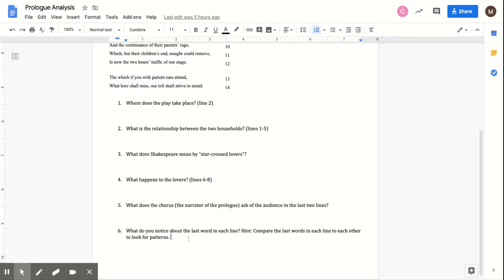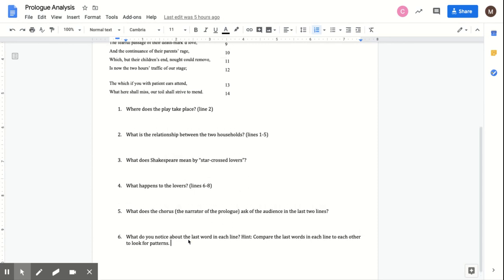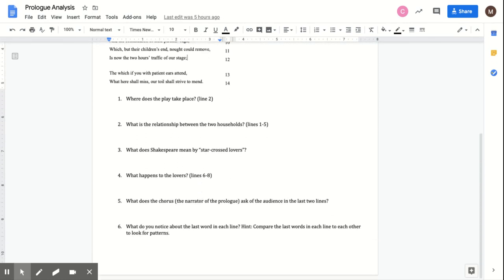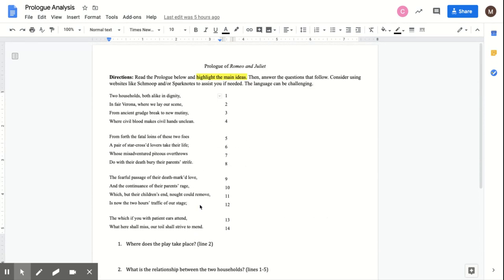And then, what do you notice about the last words in each line? Read the last words. What do you notice about all these words? What do they have in common? Maybe stage, rage, etc. So that's all you have to do today. There are tons more resources to use with this if you want to. Feel free to have fun with Romeo and Juliet.